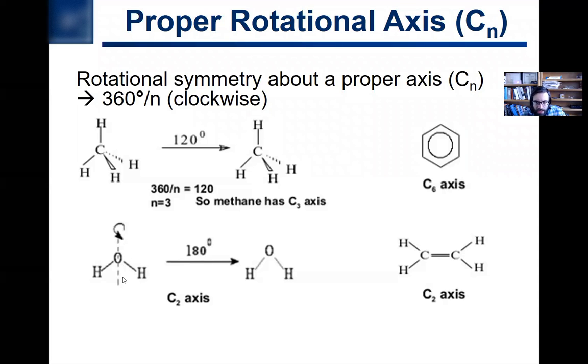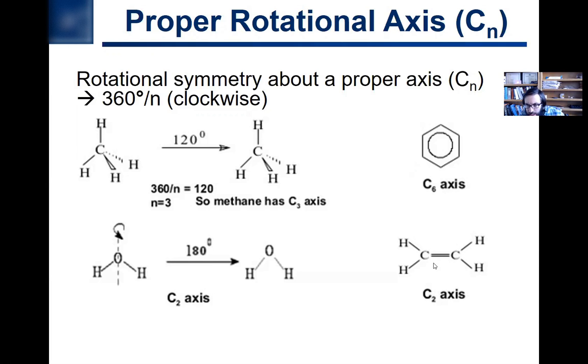Water has a C2 axis, so you can see where that is, right through the oxygen, so that when you spin that 180 degrees, C2, 360 divided by 2 is 180, this hydrogen will go to that hydrogen. So you're spinning the water molecule like that, right?